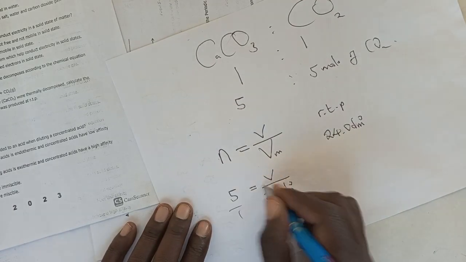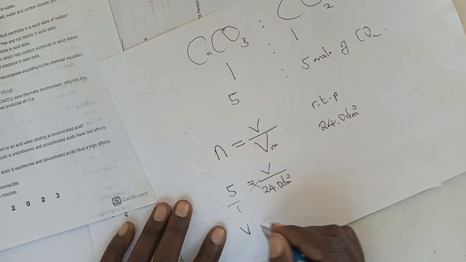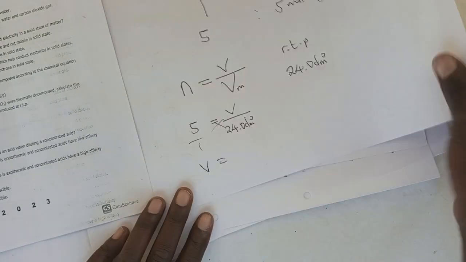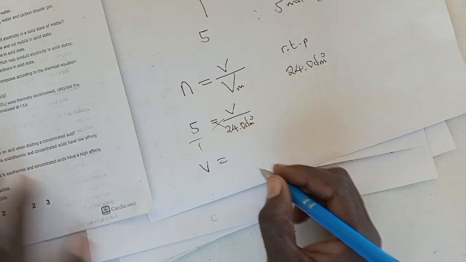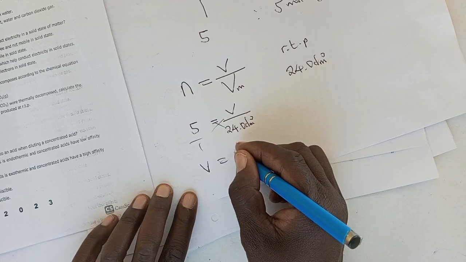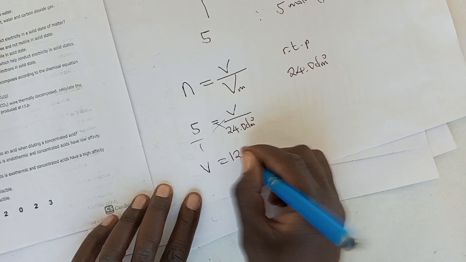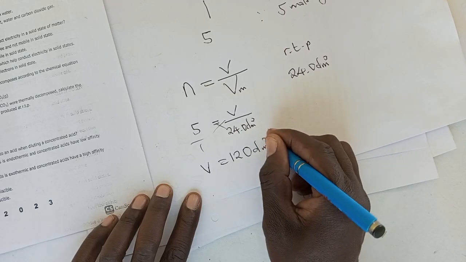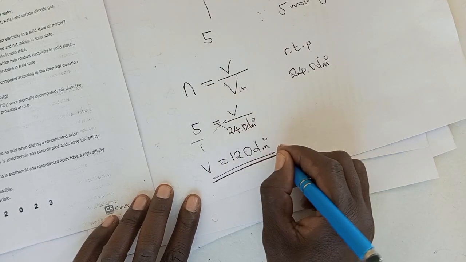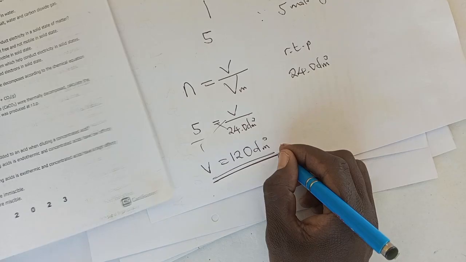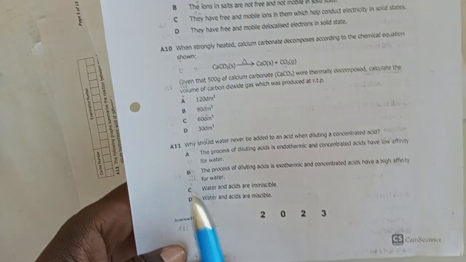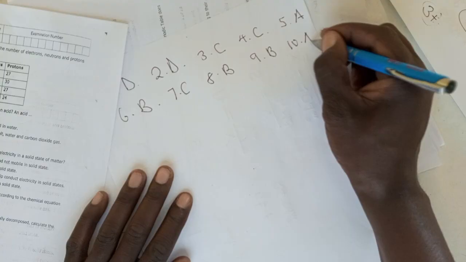So here we do the cross multiplication. The volume will be equal to, if we do the math properly, we're going to find that it's 120 cubic decimeters as the volume of carbon dioxide produced. Do we have 120? Oh yes, A is actually the answer. So question 10, the answer is A.